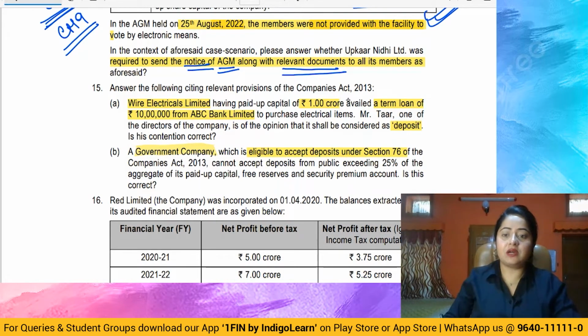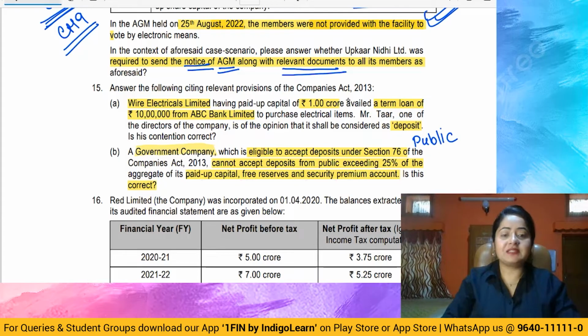Okay. Next, a government company which is eligible to accept deposits under section 76. 76 is about public deposits. So this government company can accept deposits from the public, but cannot accept deposits from the public exceeding 25% of the aggregate of paid up share capital, free reserves and security premium account. Is it correct or not?